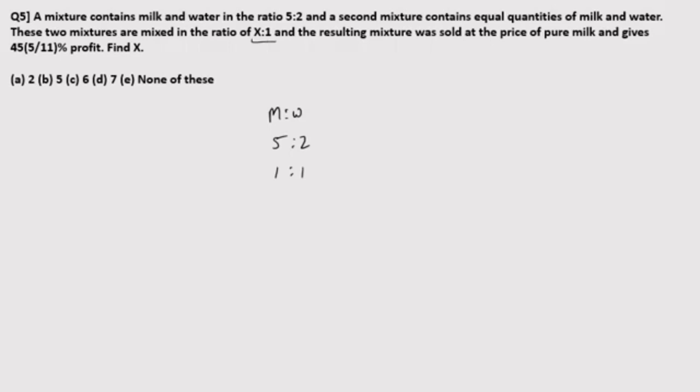So before mixing in any ratio, first you have to make the units same. See here, 5 plus 2, 7 units. 1 plus 1, 2 units. LCM of 7 and 2 is 14. So first 5 plus 2 is 7, multiply with 2. Second 1 plus 1 is 2, multiply with 7. Now both the units are same. Units are same means first mixture is 14 units, second is also 14 units, means ratio has become 1:1. Now whatever ratio you want to mix in, just multiply that ratio, means multiply this with x and this with 1.